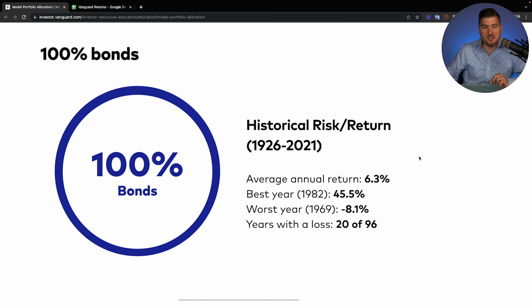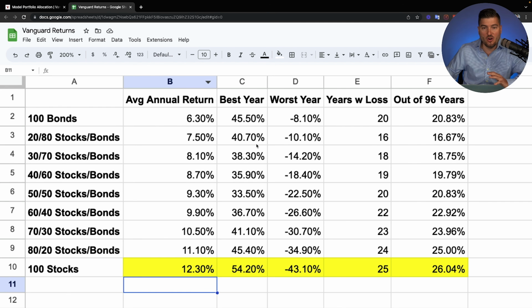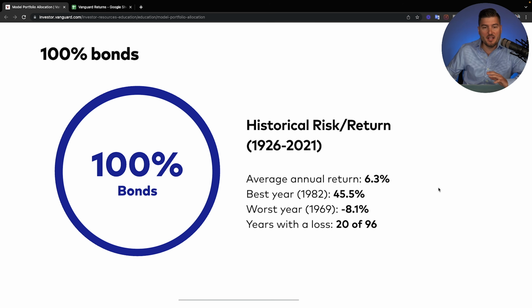So if we look at a 100% bond portfolio, you can look at all of these historical risk returns from 1926 to 2021. That's basically what this entire study was modeled after. And then I also broke all of this down into a spreadsheet here that we'll be talking about in the second half of this video. So let's fly through these real quick.